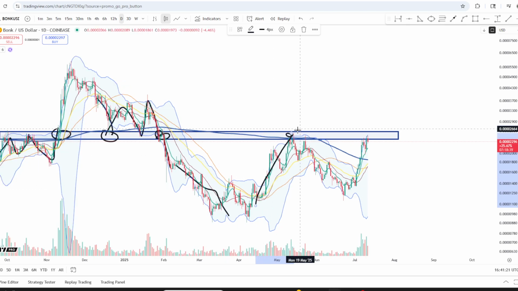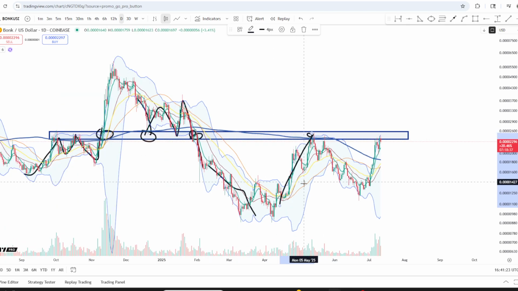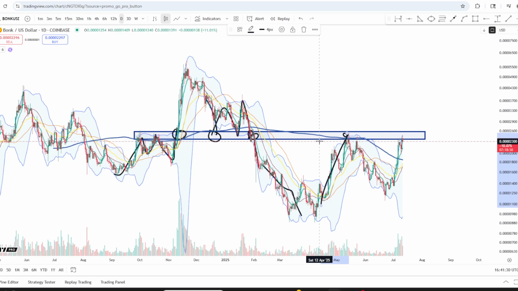And again, when the price approaches these levels, you're going to drop to a lower time frame. We talked about that in another lesson. When the price interacts with the key level, that's when you drop to a lower time frame.